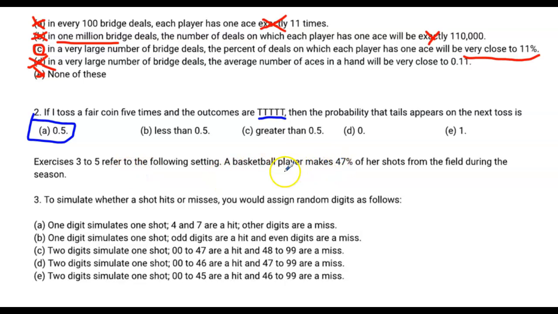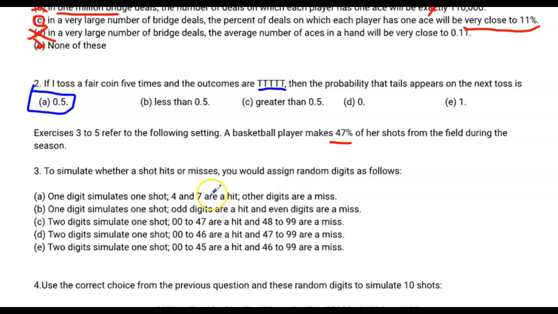Exercises 3 to 5 refer to this: a basketball player makes 47% of her shots from the field, which, I don't know, is that good?